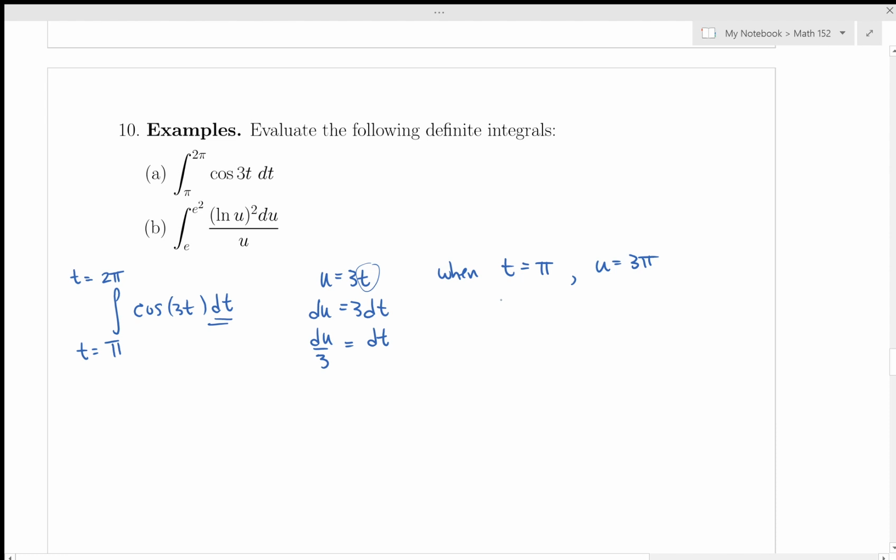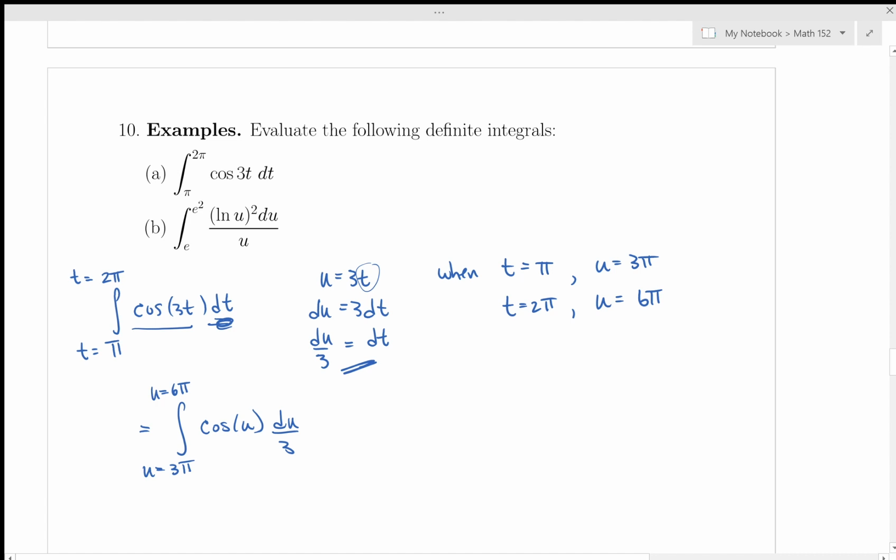And when t is 2 pi, that means that u is 6 pi. So now I go through and I make my substitution. The integral will be going from u equals 3 pi to u equals 6 pi. And the substitution on cos 3t will become cos u, because 3t is u, and the substitution on dt will be du over 3, because dt is du over 3. So I've substituted the whole thing.